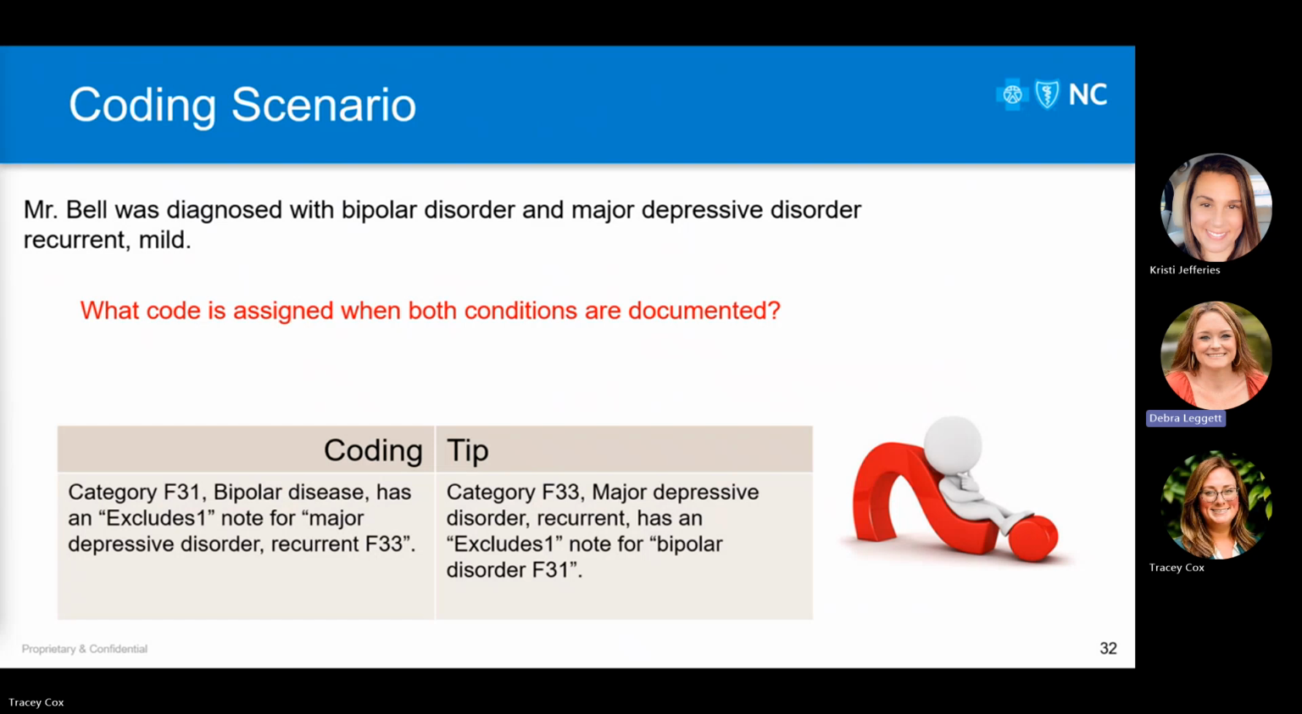Okay, let's take a look at a coding scenario for mood disorders. Mr. Bell was diagnosed with bipolar disorder and major depressive disorder, recurrent mild. What code is assigned when both conditions are documented? Please note the coding tips for this scenario. Category F31, bipolar disease, has an Excludes1 note for major depressive disorder, recurrent, F33. And category F33, major depressive disorder, recurrent, has an Excludes1 note for bipolar disorder, F31. Go ahead and put your answers in the chat.